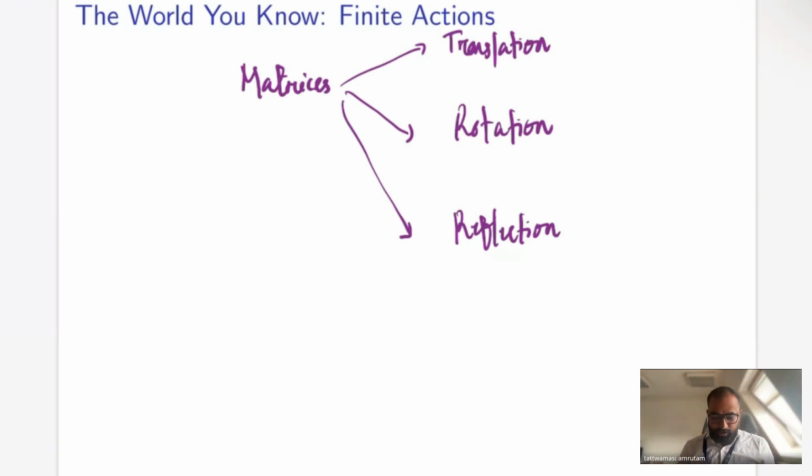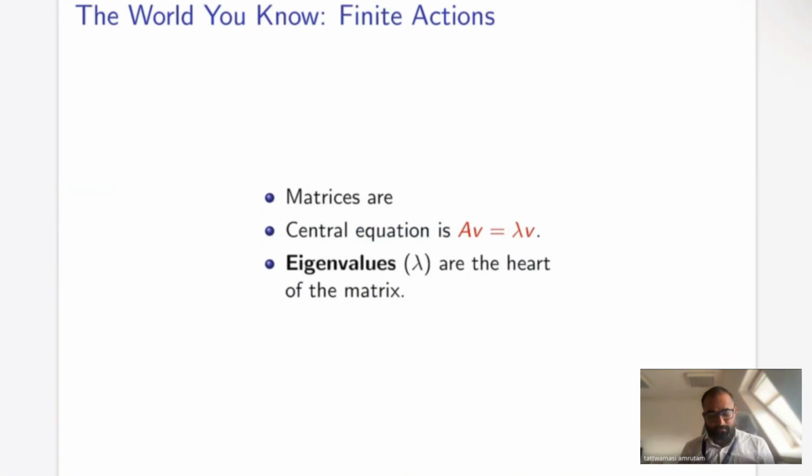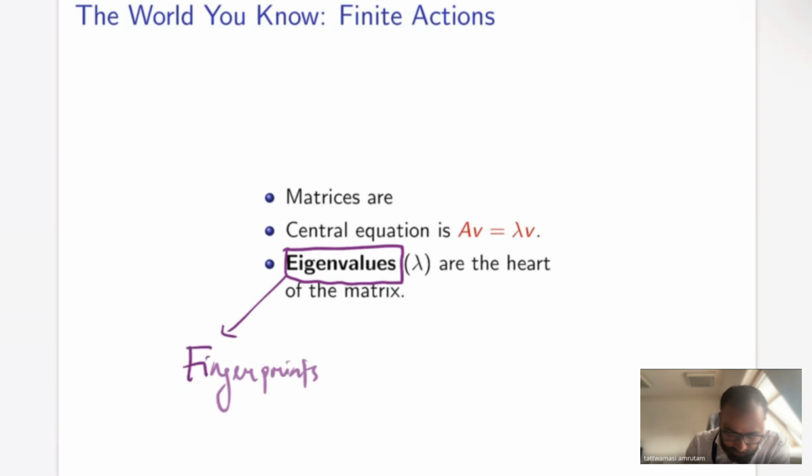One important facet of these matrices is that the central equation that governs them is the equation of the eigenvalues, Av = λv. These eigenvalues can be thought of as fingerprints for matrices. Basically, all the information that we want about matrices, we can find out by knowing all the eigenvalues in many examples that we work with in the real world.